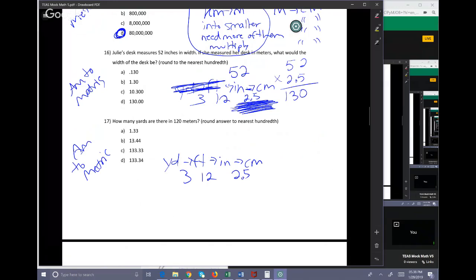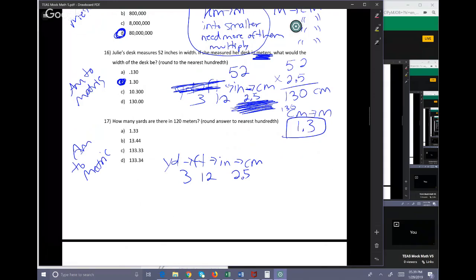Then it asks for meters. So now we are done with the flow chart, but we're not done with the question. We need to go from centimeters to meters. If we have 130 centimeters, we're going into, always write this out, into a bigger sized unit. We need less of them. We have a bigger unit to use. We don't need as many. So we're going to divide, and we're going to divide by 100 in this instance. So that's going to come out to 1.3, which is the same thing as 1.30.